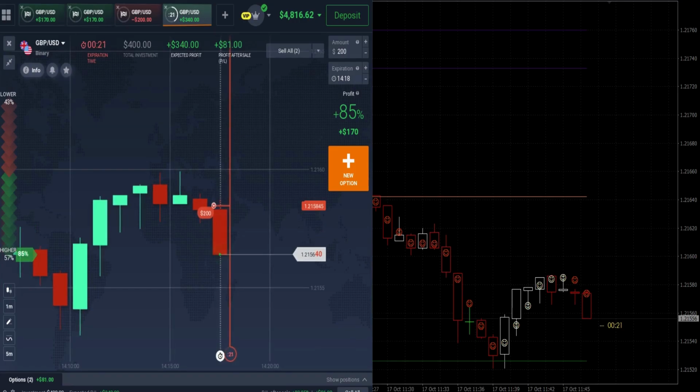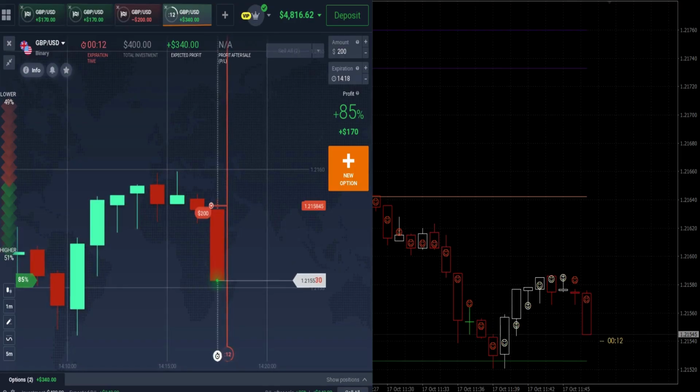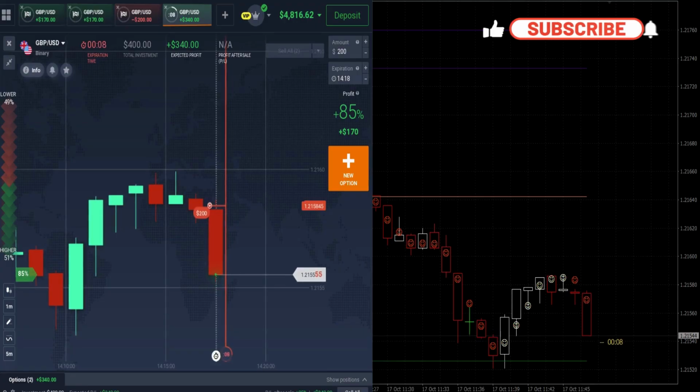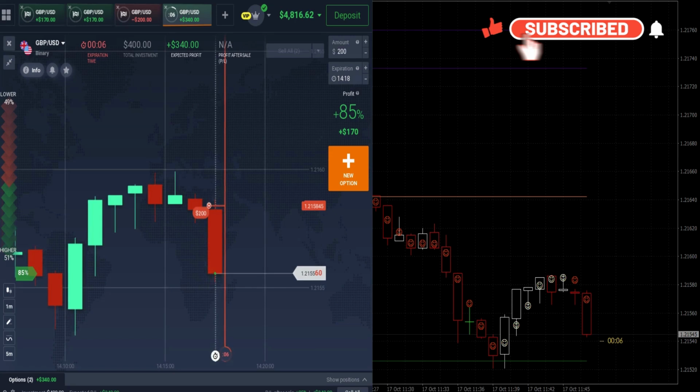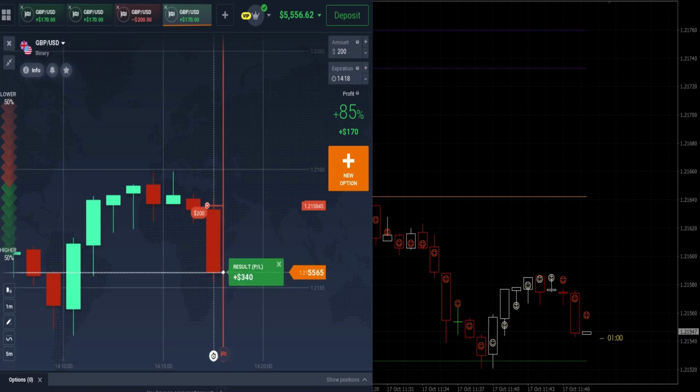To potentially recover the previous losses, I've taken this trade with a double amount. Please be aware that increasing your trade size to recover losses can be risky, and it's crucial to manage your risk carefully. We have successfully won this trade, so let's wait for the next perfect signals.